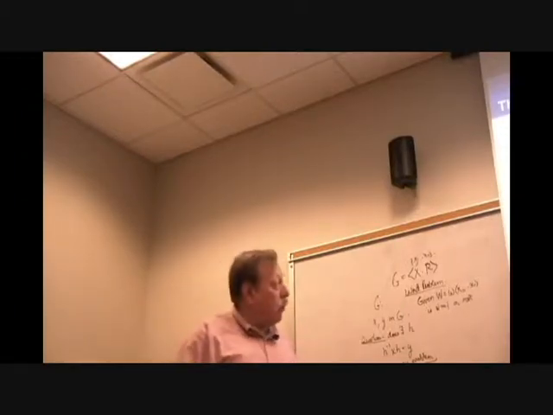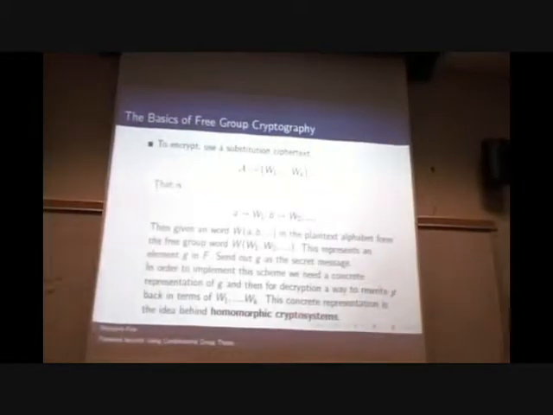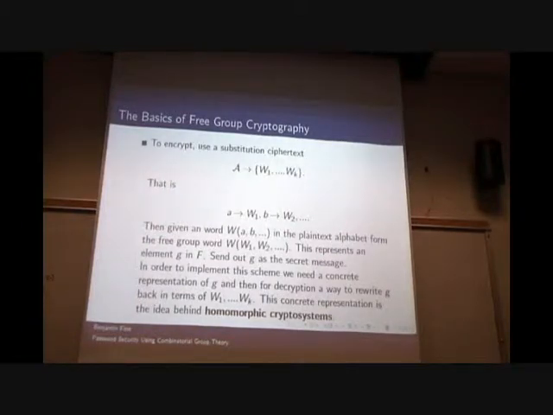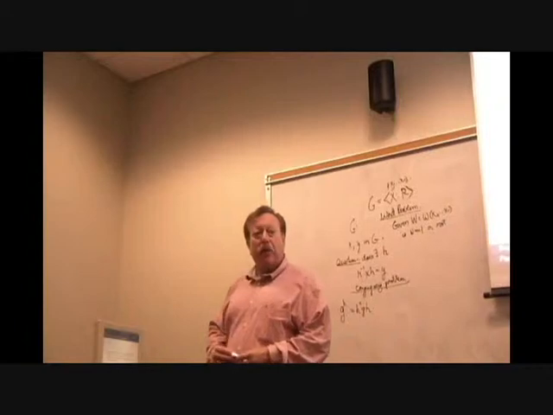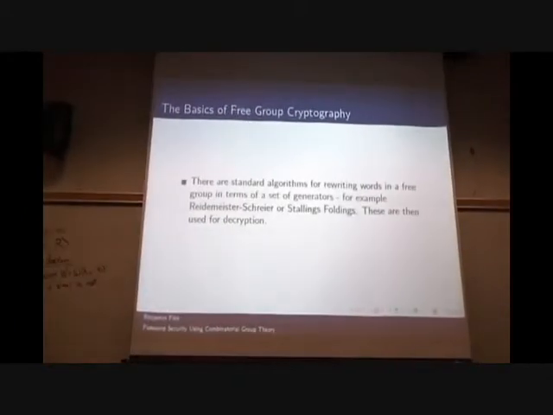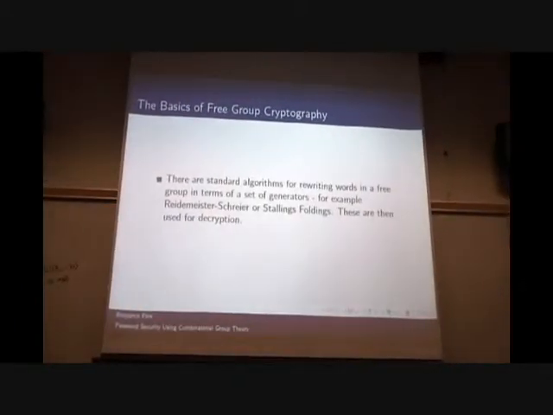And that's the idea of a homomorphic crypto system. So maybe instead of sending out a word in the generators, you send out a matrix representation of the word. You send out matrices. Now, how do you recover the word? Well, it turns out there are standard algorithms for rewriting words in a free group. Some of these you may have come across: Reidemeister, Schreier, Stallings foldings, whatever. So what happens is, you get the word, and now you rewrite it in terms of the W's, and you can get the message back. That's the basic idea of free group cryptography.